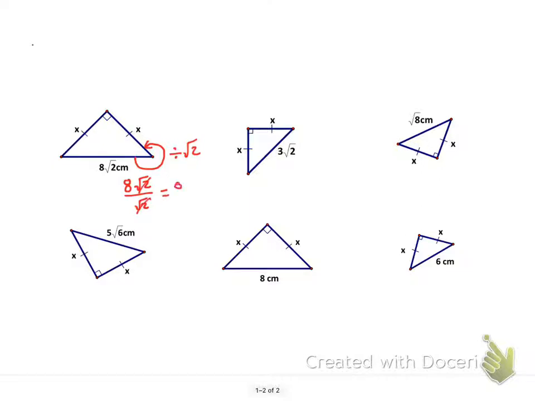And you're left with just 8. So in this case, I've got side lengths of 8 centimeters. And what's the other one going to be? 8. They're congruent. So notice we're solving for 2 lengths.